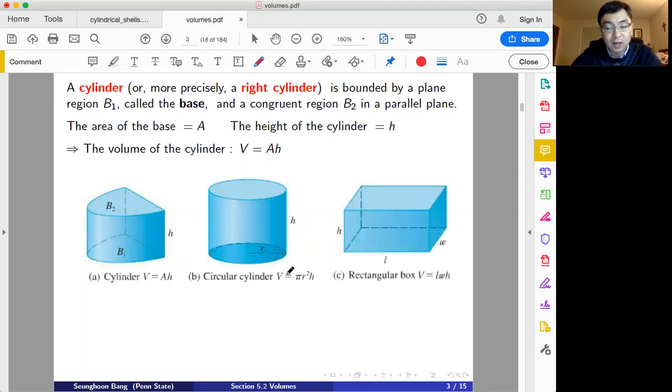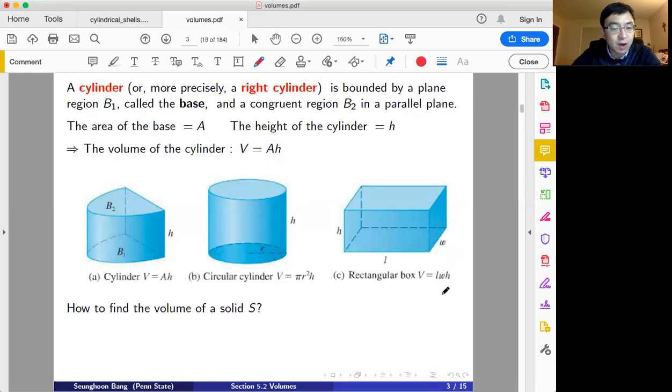This is a rectangular box, another cylinder. Same idea: the area of the base is the length times the width, L times W. You can plug this in, so we have L W times h. This is the volume of a basic cylinder.